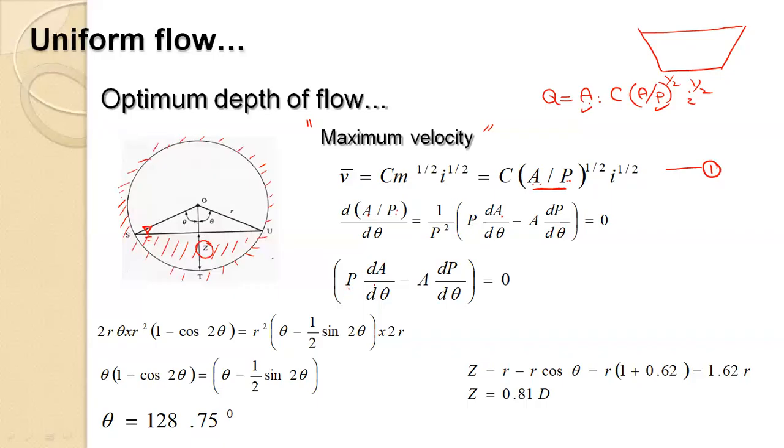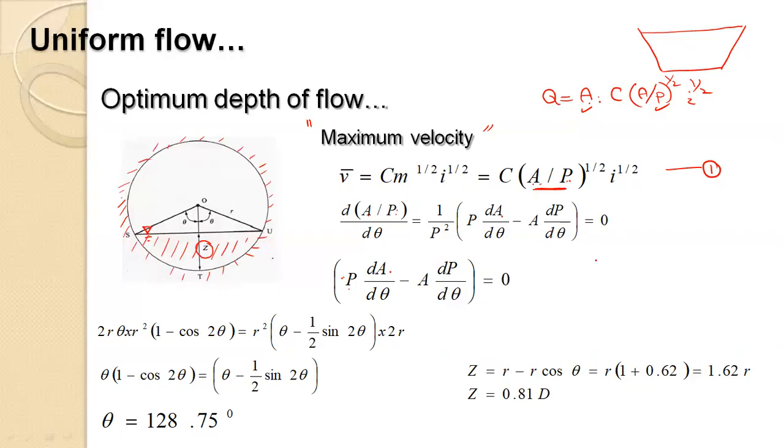So then P dA by d theta minus A into dP by d theta should be equal to 0 if it is going to be a maximum value. What I have done here is the substitutions for P and A using theta and R.